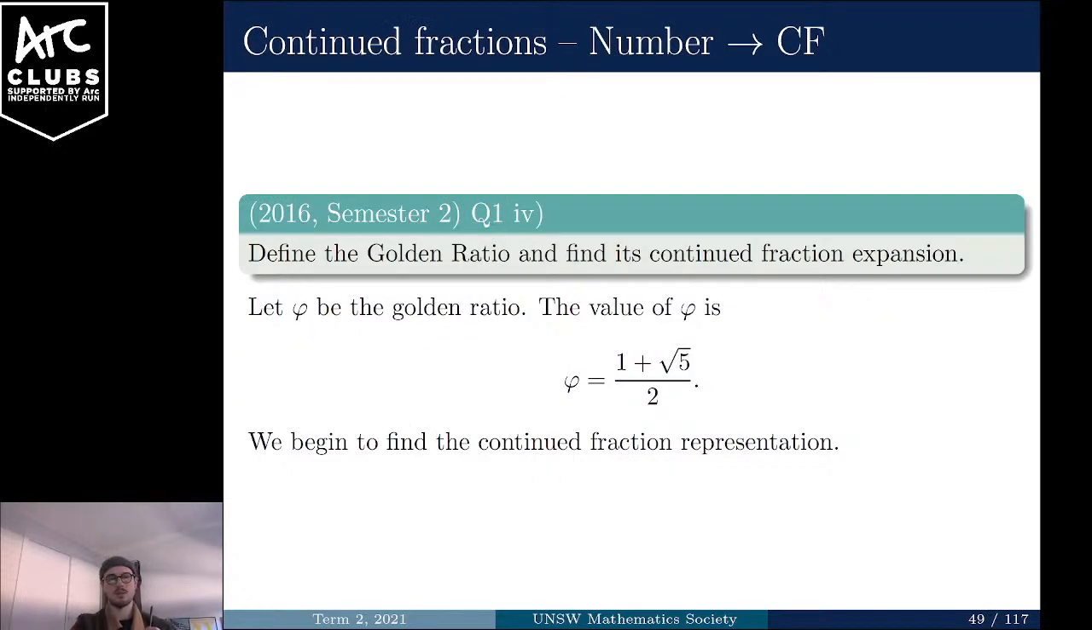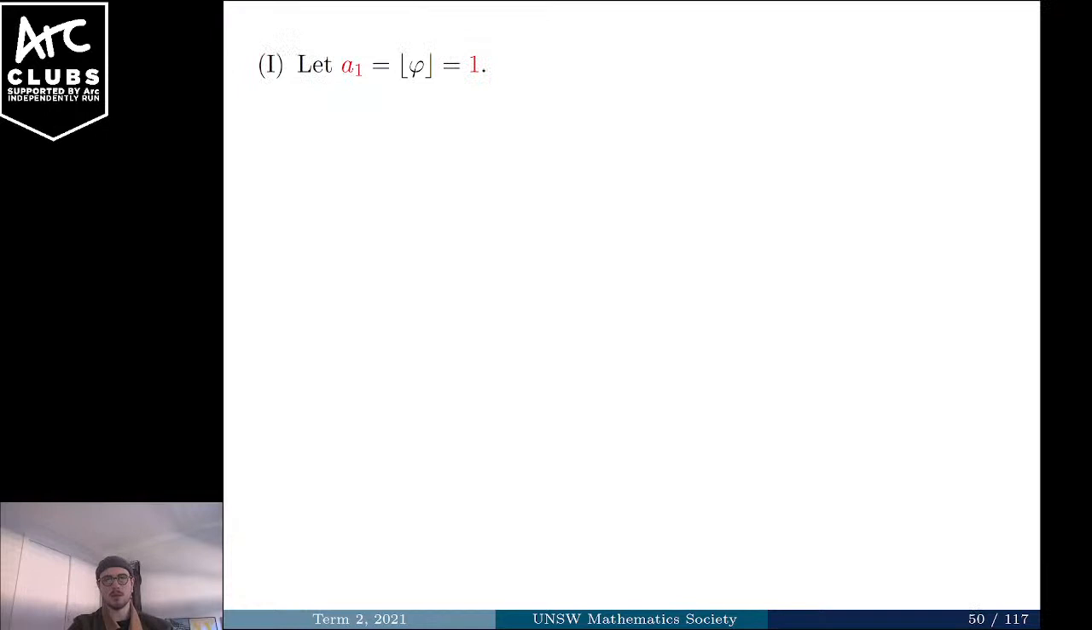This question is from the 2016 past paper. Define the golden ratio and find its continued fraction expansion. So this is the golden ratio here. Absolutely beautiful piece of mathematics right there. We begin to find the continued fraction representation. Okay, cool. So let's work through this algorithm.